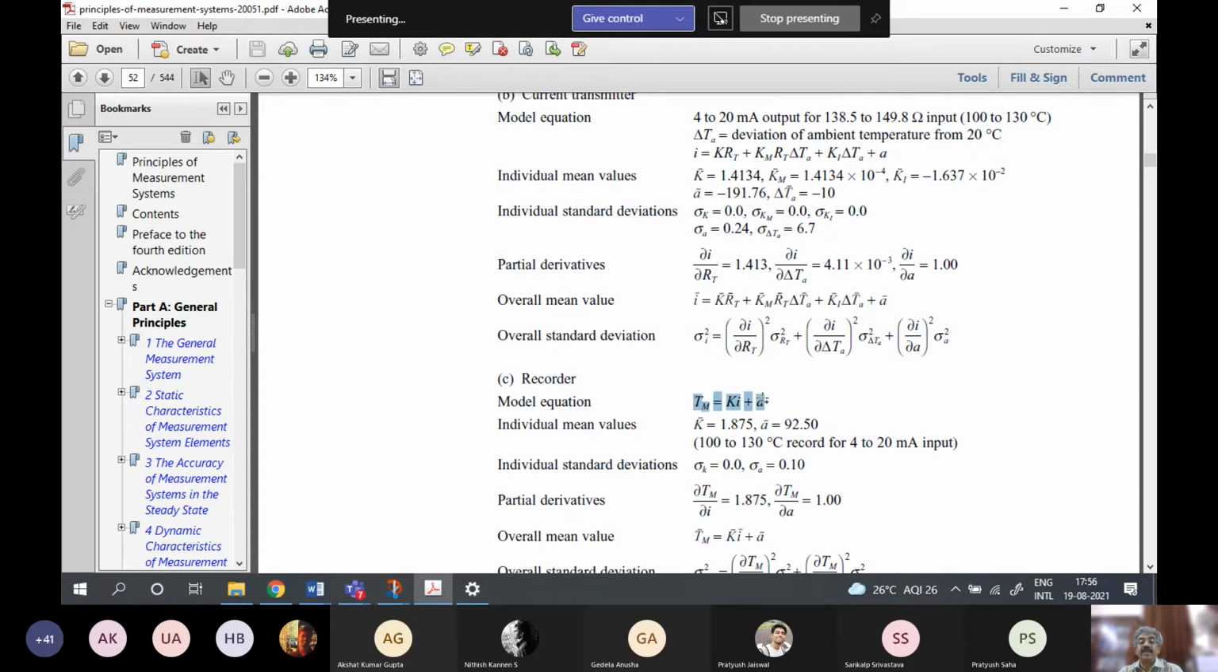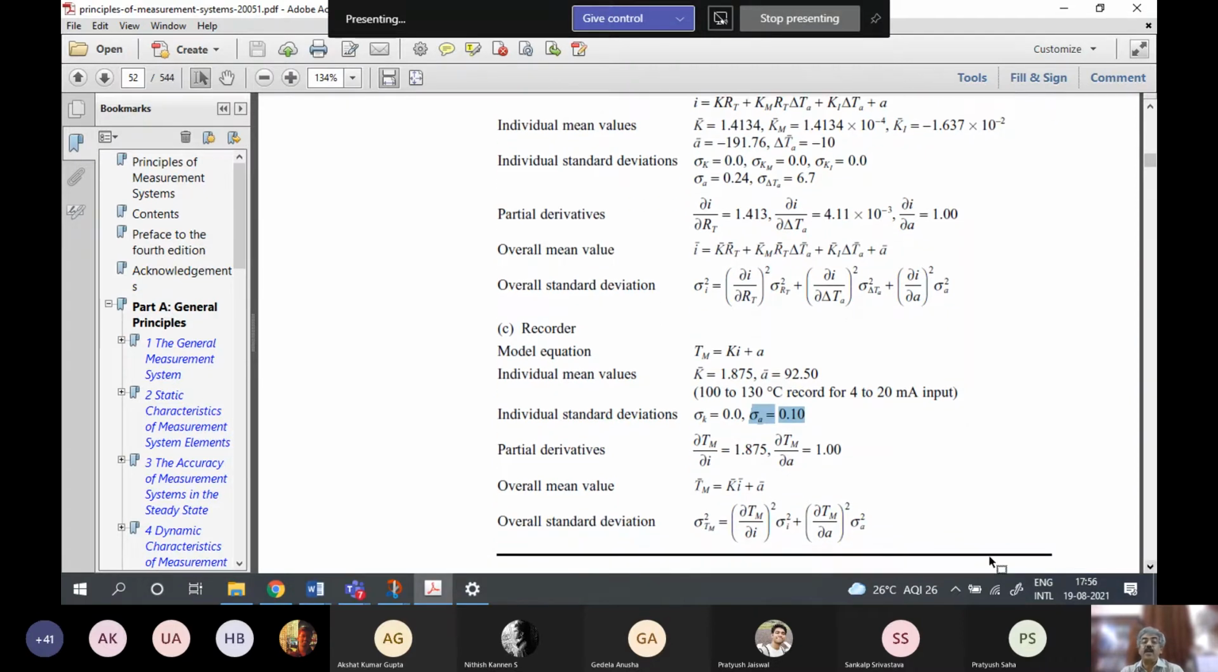So in the recorder, suppose you are taking it into a computer. In a computer, you don't have any variation of this K and A, because it's just programmed as a number, right? So that's why they have said that sigma K is 0 and sigma A is 0. Oh, sigma A they are adding because it's not a computer. It's a recorder. So they are saying that there could be some variation in the offset for some reason. I don't know exactly why, but that's unimportant. So you see that finally, at the recorded temperature, this is going to be the overall standard deviation.